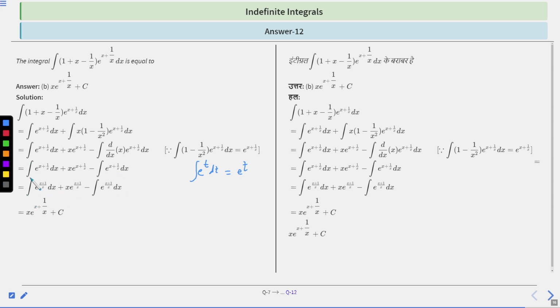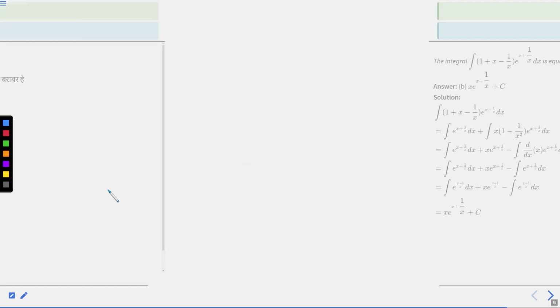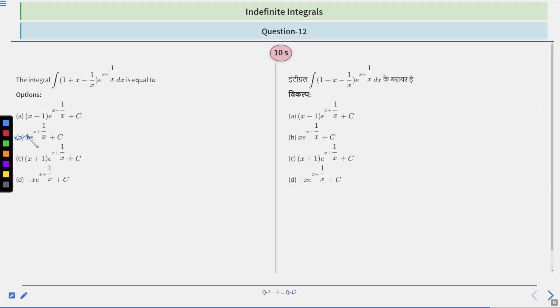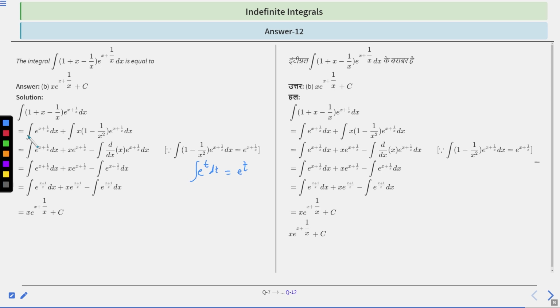So finally after solving, you will get the integration of e to the power x plus 1 by x dx plus x e to the power x plus 1 by x minus the integration of e to the power x plus 1 by x dx, right? Clear? So this part and this part will cancel out, and finally you are left with x e to the power x plus 1 by x, which is the right answer, plus C. Clear? So I think option B is the right choice. x e to the power x plus 1 by x plus C. Option B is the right choice. Got it?